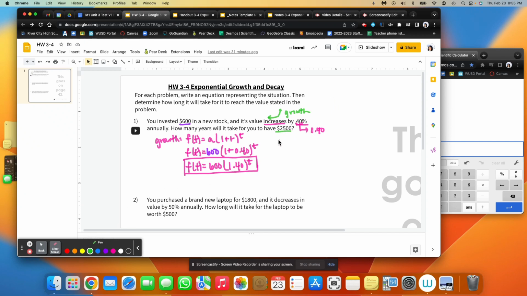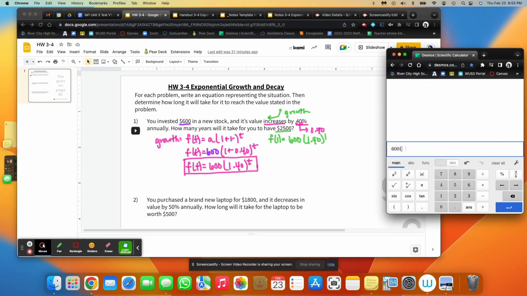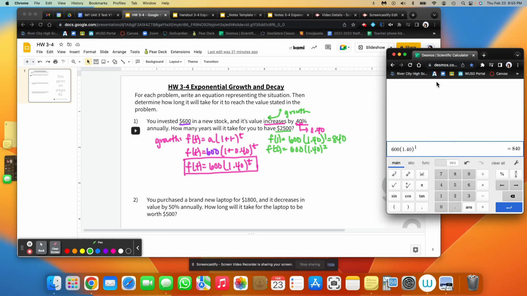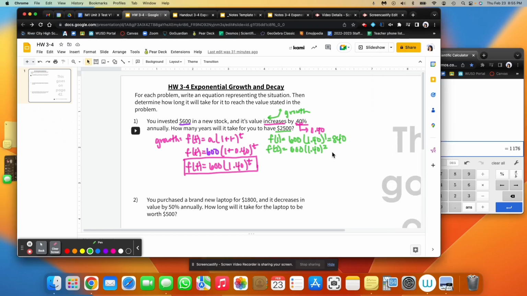To do that, we're just going to plug in values. First I'm going to plug in 1 and see what we have after 1 year. So $600 times 1.40 to the first power. We have $840. Now let's plug in 2. So 600 times 1.40 to the second power. We have $1,176.